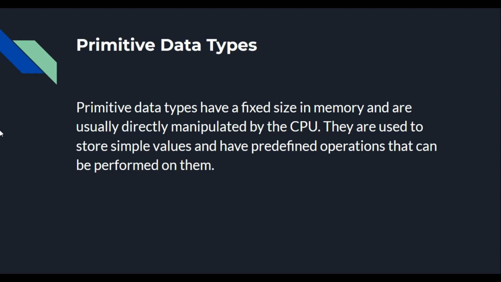Primitive data types have a fixed size in memory and are usually directly processed by the CPU. They are used to store simple values and have predefined operations that can be performed on them. So whatever the primitive data types are, they have fixed size memory, they are directly manipulated by the CPU, and they store simple values. I have already told you, in primitive data types you can store only a single value, and there are predefined operations already built into that programming language. So there are already built-in operations on primitive data types in Python.